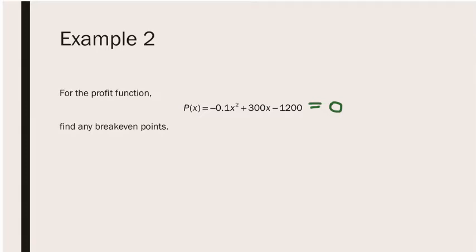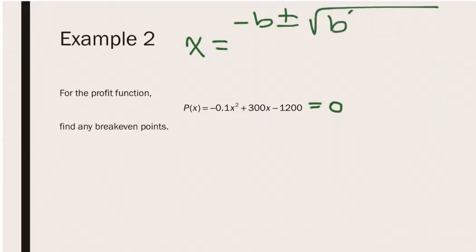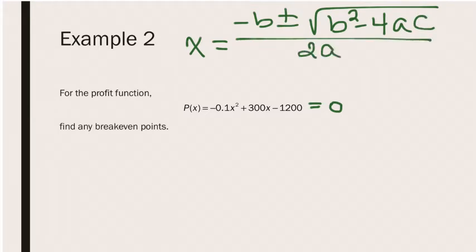Well, this function I'm not going to want to try and factor because of that negative 0.1 as our first coefficient. That's not going to make it easy for us. So let's go right to the quadratic formula. Just a reminder, x is equal to negative b plus or minus the square root of b squared minus 4ac, and that entire thing is divided by 2 times a.